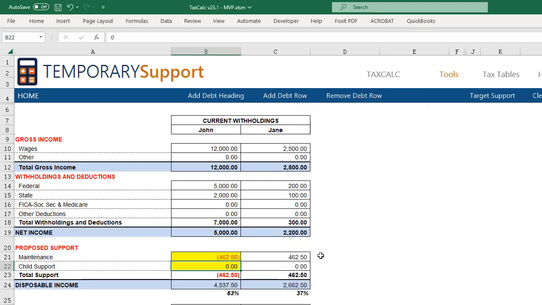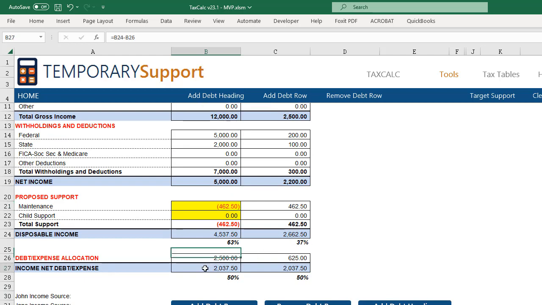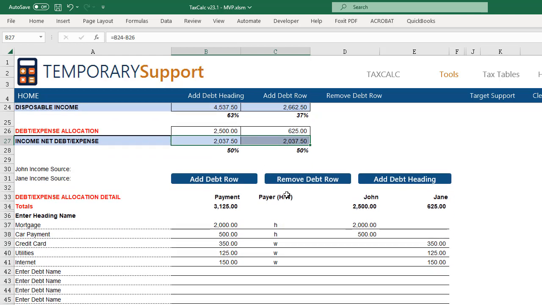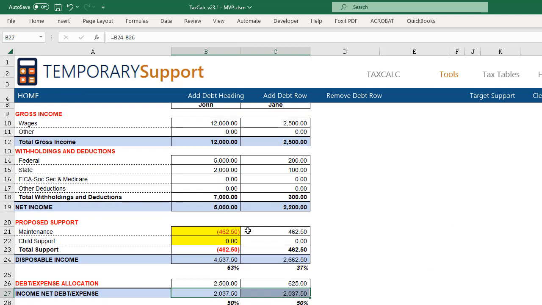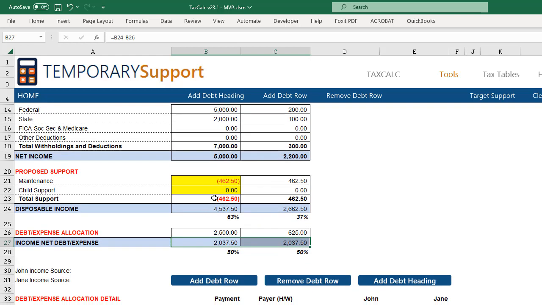Hit OK, and again, essentially what's happening is the program will calculate the amount of support that John, in this case as a negative, pays to Jane to result in them having the equal or same amount of income after they pay their respective debts. So again, this is a program to help you identify what debts are being paid, who are they being paid by, and then after their true net income is divvied up, what would be a support amount to make that, again, towards your desired goal or closer to a desired goal.